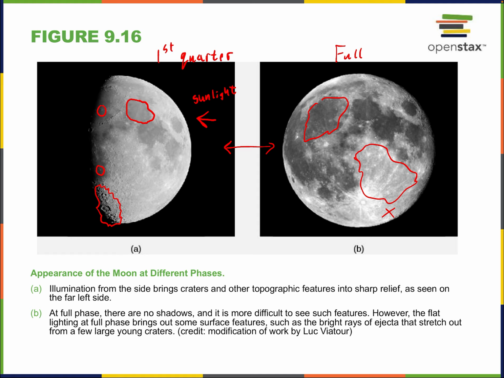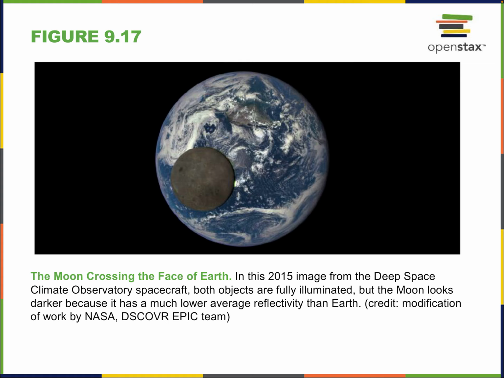All right, you can see some of this with the naked eye, but not quite, right? You need some sort of magnification. Now back to the cratering, though. Okay, so the cratering on the moon has varied over time.